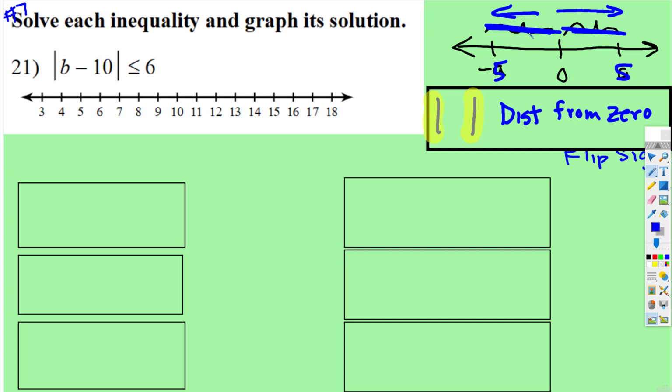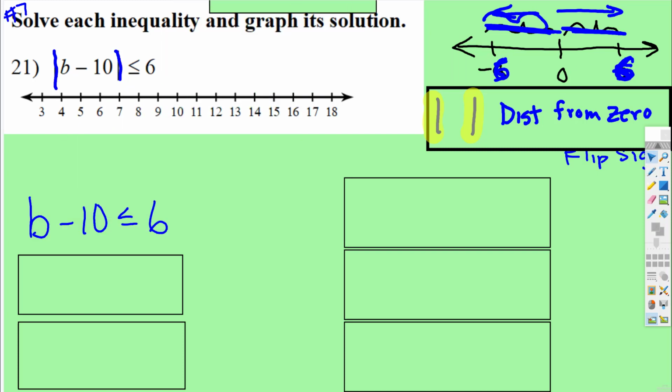But the trick is, once you have the absolute value bars by themselves, sometimes they make it a little bit more tricky. There's stuff on the outside. The absolute value bars by themselves, you have to set it up so it asks, is it this distance? So in this case, it would be 6, -6, and +6. So what you do is you remove the absolute value bars and you write the first equation just as it is right here. So b subtract 10 is less than or equal to 6.